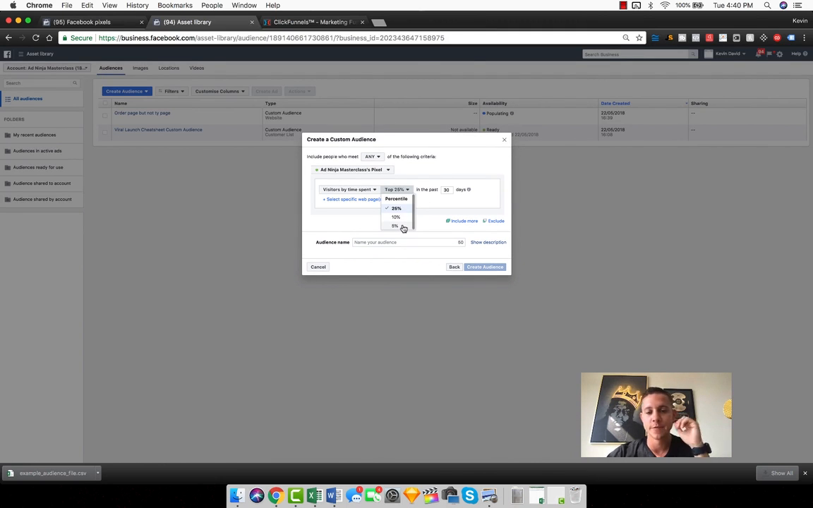And you can target 5%. I would do 5%. I would duplicate it. I would do 10%. I would duplicate it. I would do 25. But people who visited, visitors by time spent in the top 25 percentile in the last 180 days. People who are in the top 25 percentile of visitors by time spent means that they spent the most time on your site, right? And you'll have an occasional person who just left their computer, but most of the time, time spent on your website directly correlates to interest in your product, right?